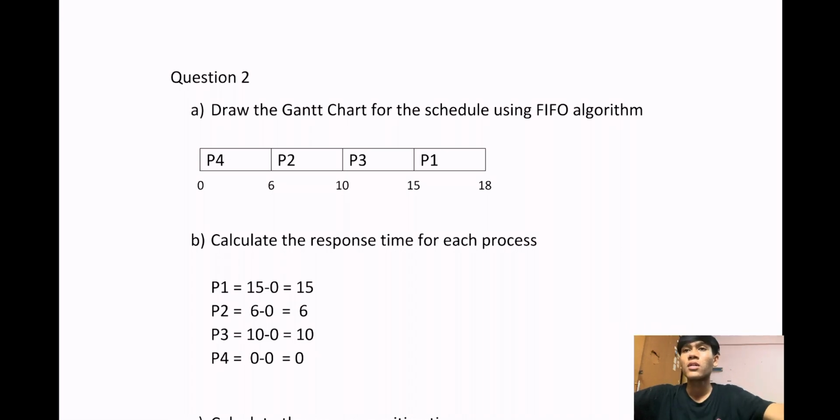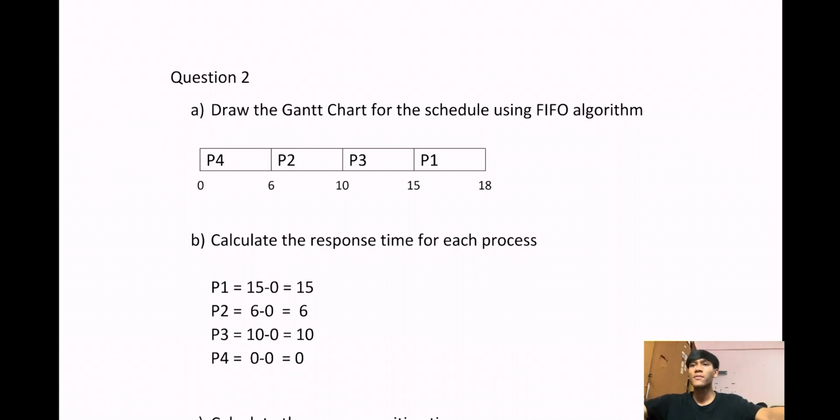And B. Calculate the response time for each process. The response time formula is time at which the process gets the CPU for the first time minus arrival time. And time to get the CPU for P1 is 15 and the arrival time for P1 is 0. So 15 minus 0 equals 15 and P2 6 minus 0 equals 6 and P3 10 minus 0 equals 10 and P4 0 minus 0 equals 0.